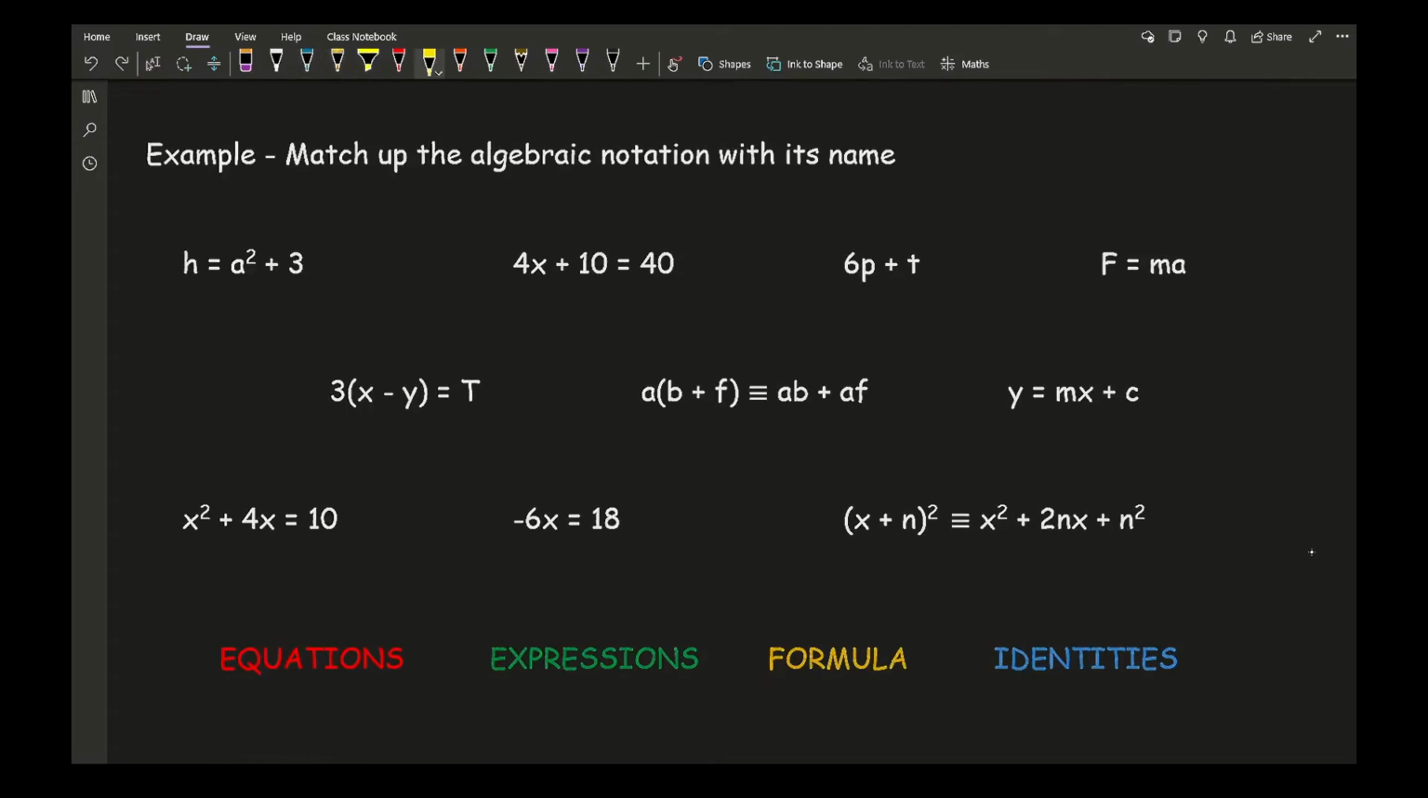I'll treat each one as it is. So with this first one here, I can see that I've got two letters and an equal sign, which therefore means that that's going to represent a formula. Let's write down formula. Now, in terms of this next one, here I've got one letter and an equal sign, so that there is going to represent an equation. For the third one here, I've got two letters, but I haven't got an equal sign, so anything that hasn't got an equal sign will automatically be an expression.